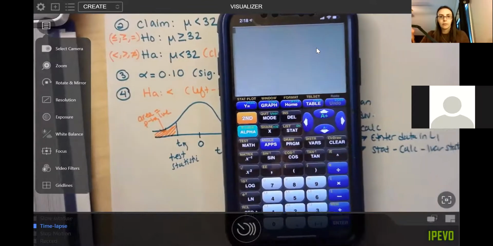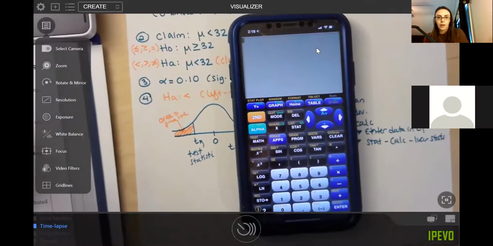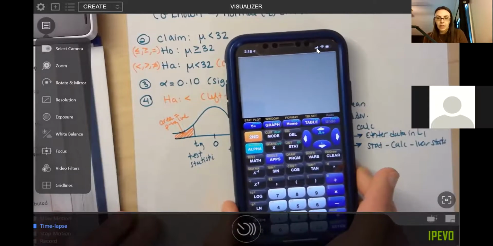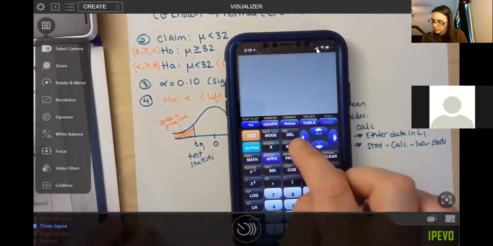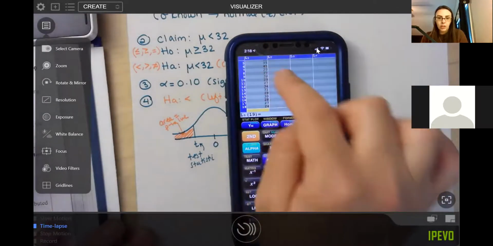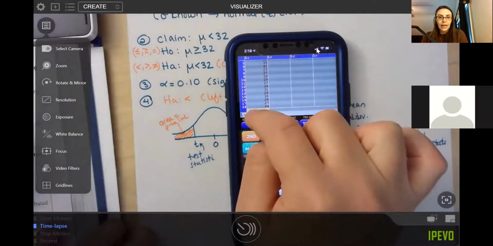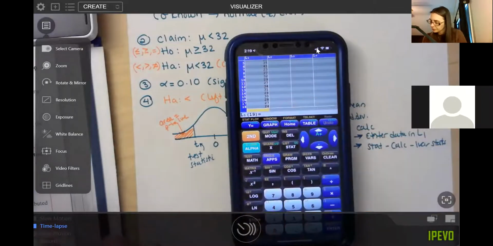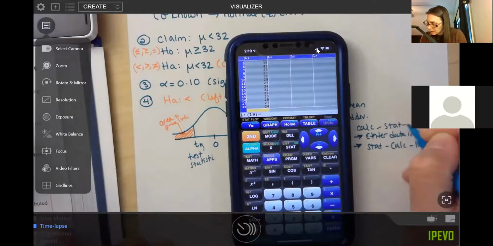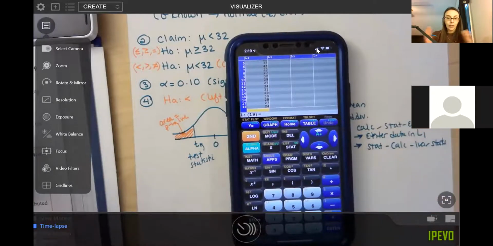Zoom out a little bit. All right, so here's my calculator. And to enter your data, you're going to press the stat button first. And then if you hit edit, you'll be able to enter your data set in L1. And I already did that. So stat and edit. So I did that before we started. So I had it all ready to go. So I entered my data set.